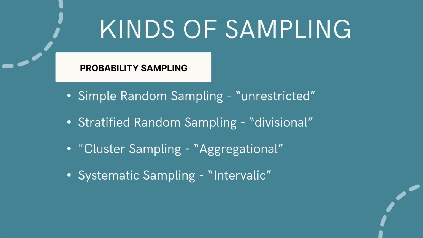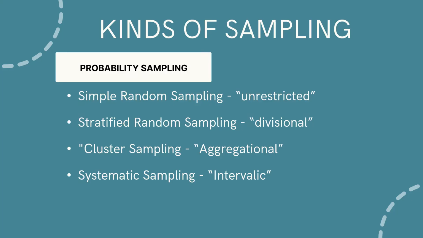First in probability sampling is simple random sampling. I think in your General Mathematics in grade 11, you were able to talk about these types of probability sampling. So this is not new to you. So in simple random sampling, of course, every individual has an equal chance of being selected. So it means it's unrestricted.